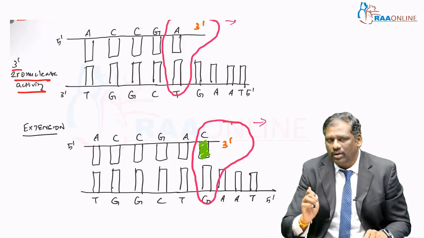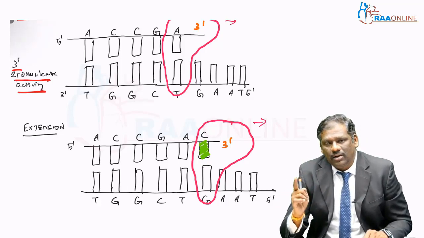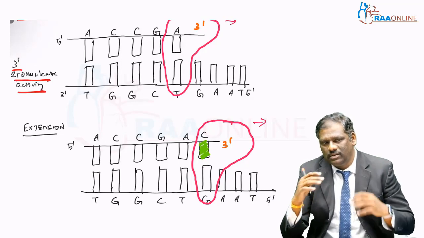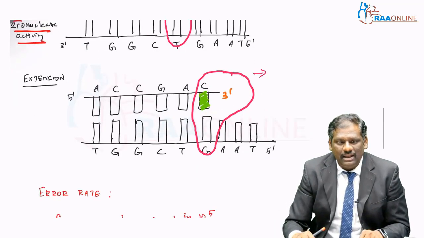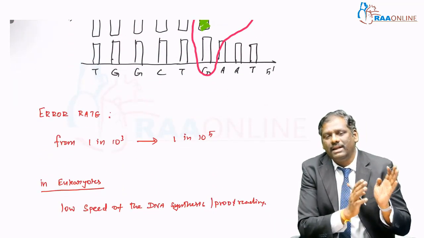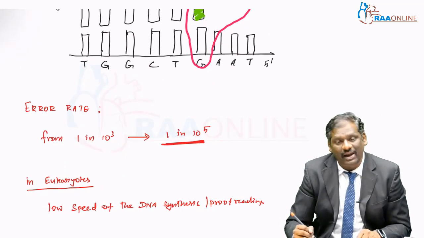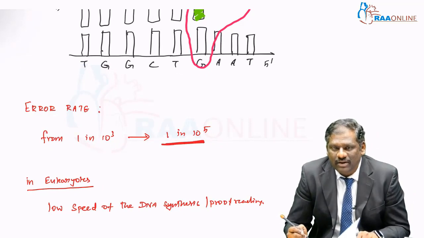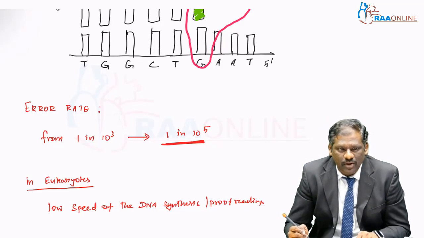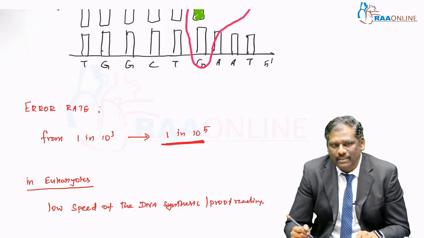Okay. Now, you just see how much the efficiency has improved in this case. Earlier it was one mistake per 1000 nucleotide formation. Now, with this proofreading activity, the error rate can be decreased from 1 in 10 power 3 to 1 in 10 power 5. 1 in a lakh, 1 in 10 power 5, 1 in 100,000. So, this is a slightly acceptable error rate.